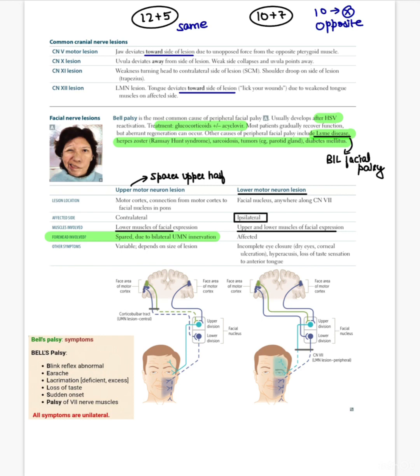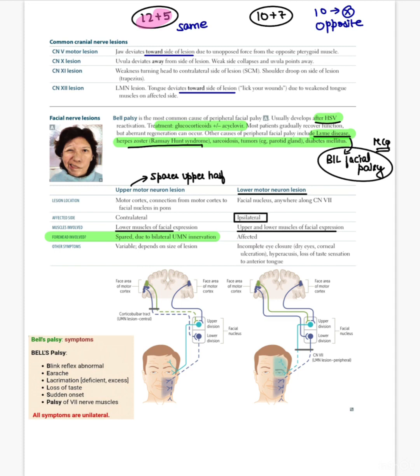In Bell's palsy, basically it develops after reactivation of HSV, herpes simplex virus. Also it may be due to Lyme disease, herpes zoster, that is known as Ramsay Hunt syndrome, or sarcoidosis. Remember, Lyme disease is the cause of bilateral facial palsy, again an MCQ. When we are doing this, we should not leave out the common cranial nerve lesions.